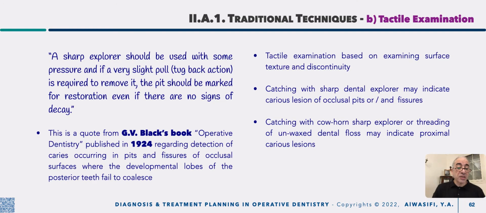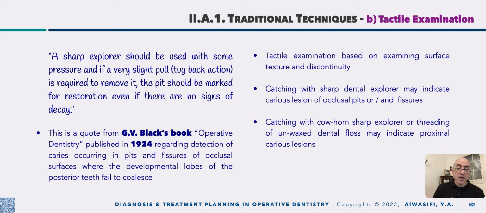Tactile examination of dental caries, as stated by G.V. Black in the Operative Dentistry book published in 1924, okay, he stated that a sharp explorer should be used with some pressure, and if a very slight pull, which is like a tug back action, is required to remove it, then the spot should be marked for restoration, even if there are no signs of decay. Then he depends only on a tug back action felt due to slight resistance of the movement of the sharp explorer along the pits and fissure, and that's all.